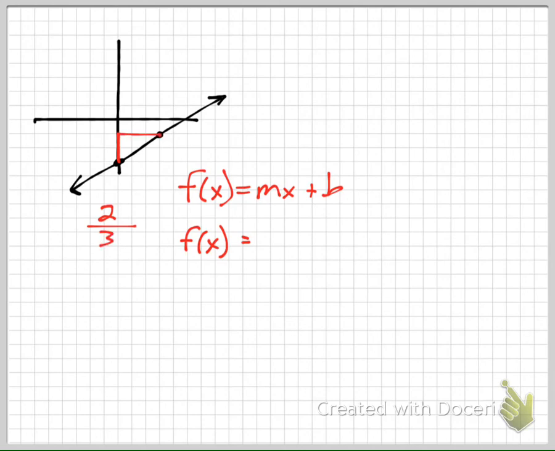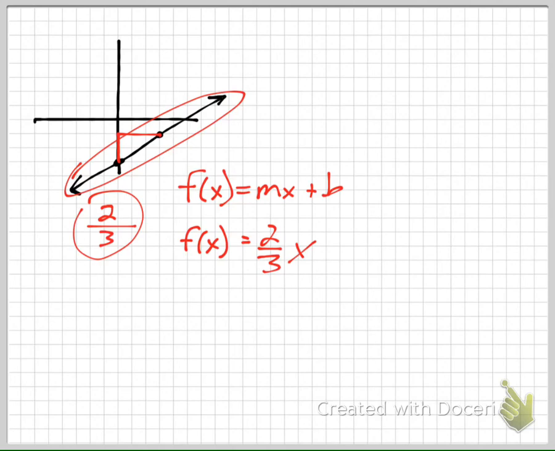Both positive. When we looked at this line, as soon as we saw it, we went, oh, it's positive. And we also noticed, ooh, it's a little shallow. So the slope is 2/3, 2/3 x. And then where did it cross the y? That's the b part. Minus 3. There's our rule: f of x equals 2/3 x minus 3.